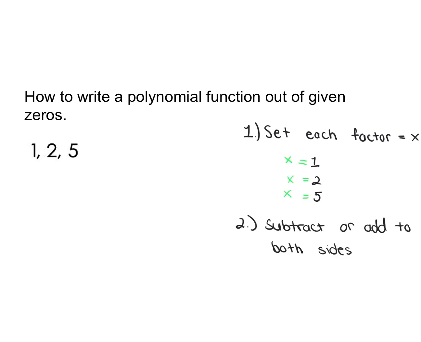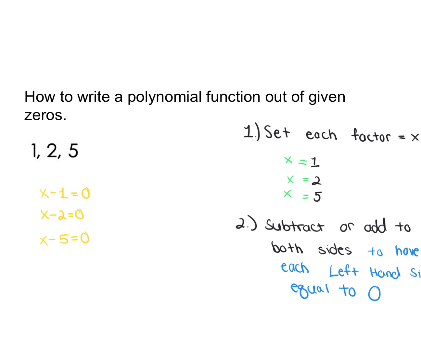Equal to x. So you're going to add or subtract to both sides, and what you want is to have each side equal to 0. And specifically, I'm going to say left-hand side here. So from our current zeros, we'll have x minus 1 equals 0, x minus 2 equals 0, and x minus 5 equals 0.